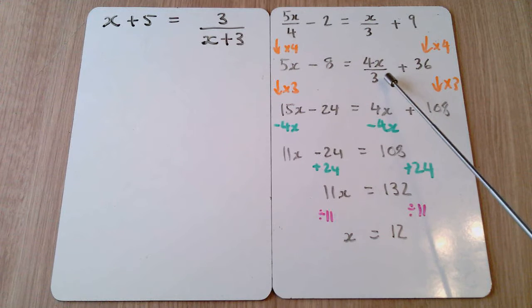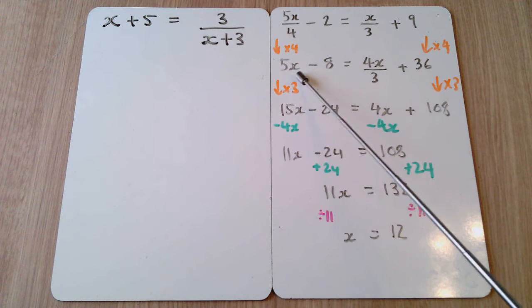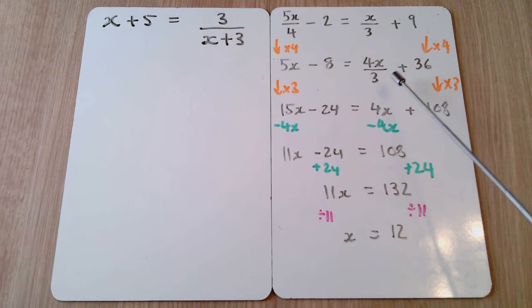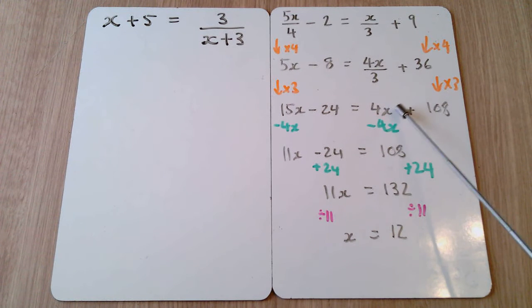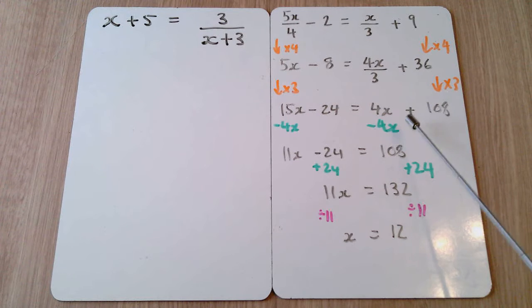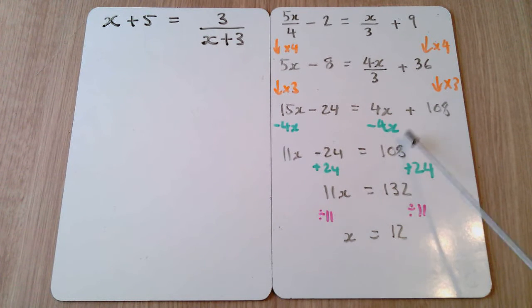We also need to get rid of the other fraction, which means we need to multiply every term by 3. So over here, 5x becomes 15x, 8 becomes 24, 4x over 3 becomes just 4x because the 3's cancel out, and 36 times 3 gives us 108. We've now got an equation where we just have unknowns on both sides, so we eliminate the smaller unknown by subtracting 4x from both sides. That gives us 11x minus 24 is equal to 108. We've eliminated the 4x from this side.